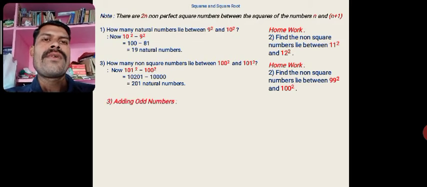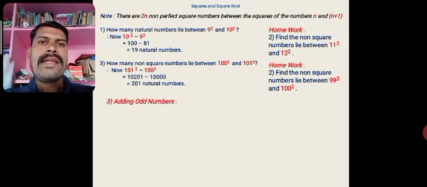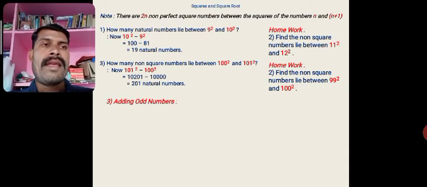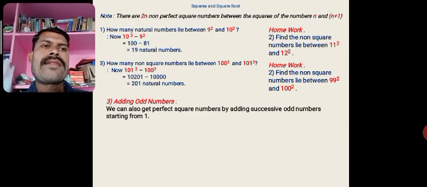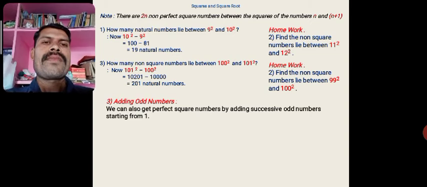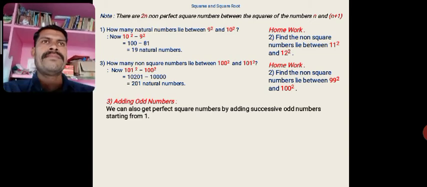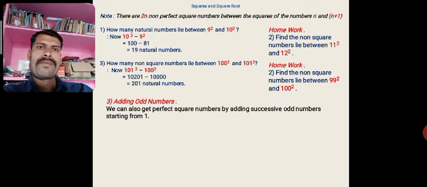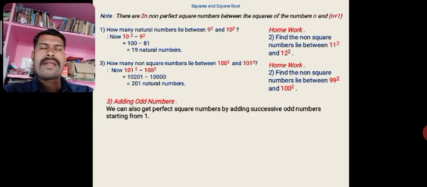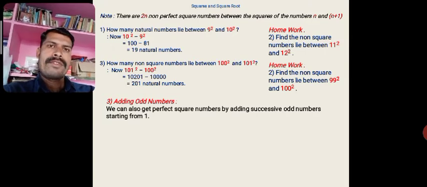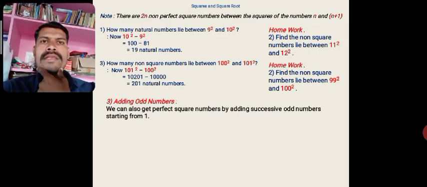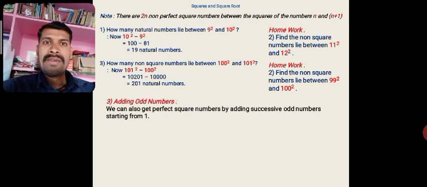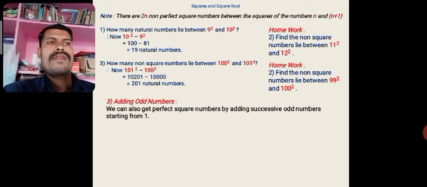Now we shall go for one more way of getting square numbers or patterns of numbers here. We can also get a perfect square number by adding successive odd numbers starting from 1. So 1 plus 3 is 4, and 4 is the square of 2. Again, 1 plus 3 plus 5 is 9, and 9 is the square of 3. Again, 1 plus 3 plus 5 plus 7 leads to the square numbers here.